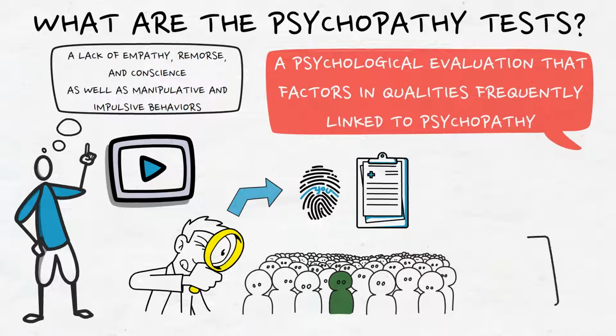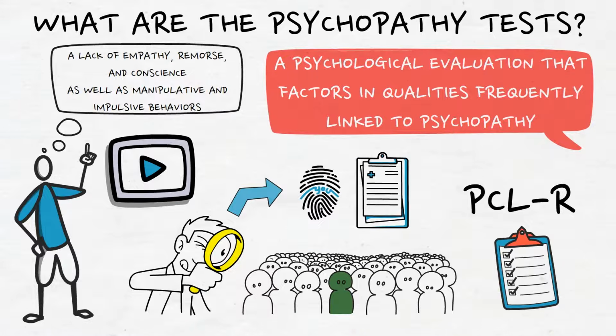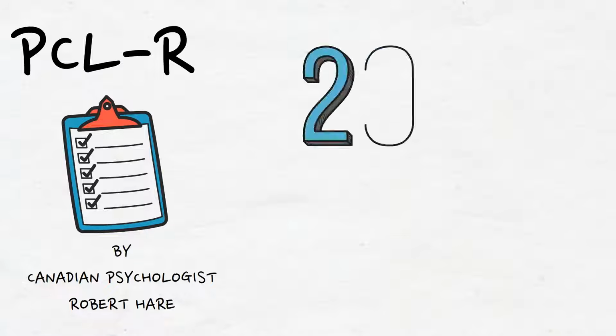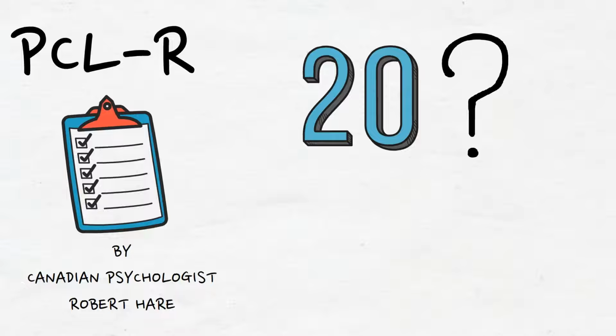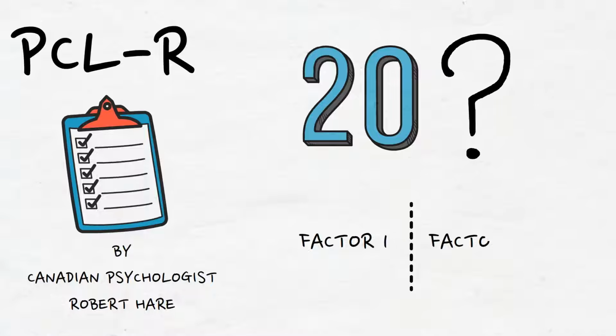One of the most widely used psychopathy tests is the Psychopathy Checklist Revised, or PCL-R, which was developed by Canadian psychologist Robert Hare. The PCL-R includes 20 items or questions, which are organized into two broad factors, Factor 1 and Factor 2. Here are some examples of questions on the PCL-R.